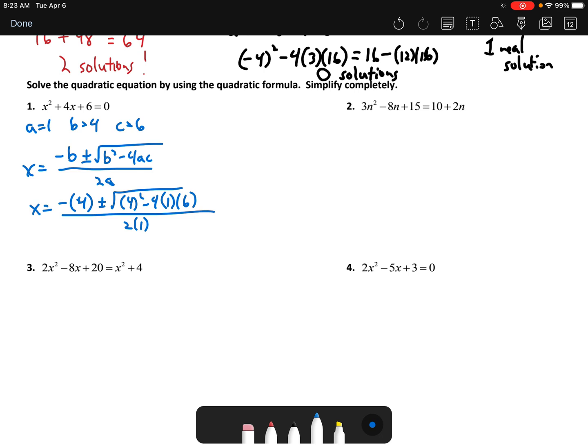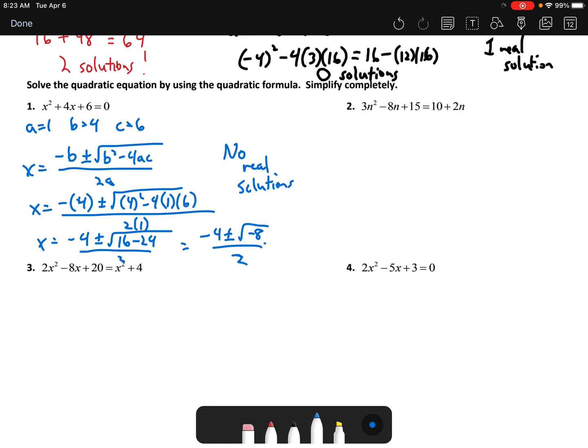2 times 1. Okay, so that's going to be negative 4 plus or minus the square root of 16 minus 24, over 2. That's negative 4 plus or minus the square root of negative 8. How many solutions, guys? No real solutions. So this thing is unfactorable and unsolvable in the real number system.